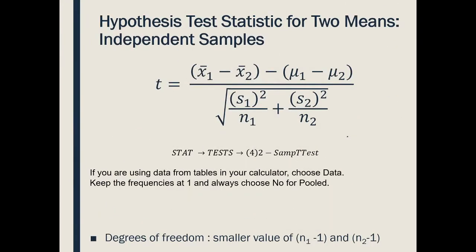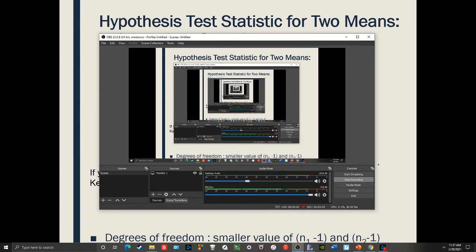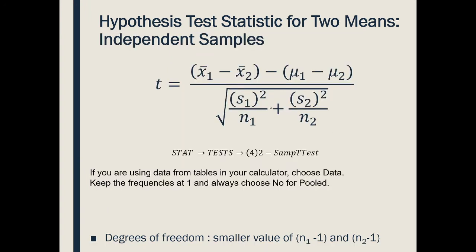So, hypothesis testing for two means. This is our test stat formula. Once again, you don't need to memorize this, nor do you really need to even use it. You simply need to use your calculator, which is this down here.